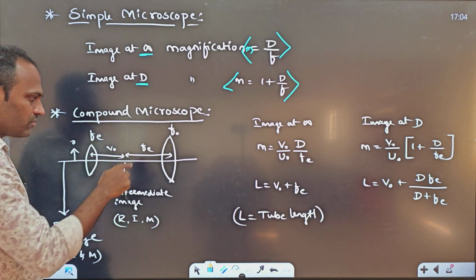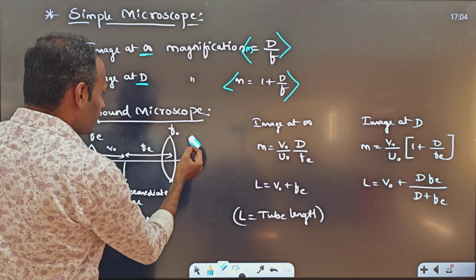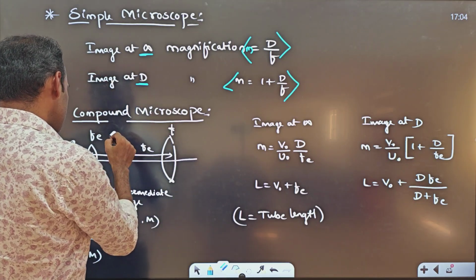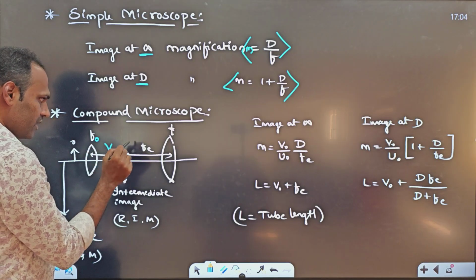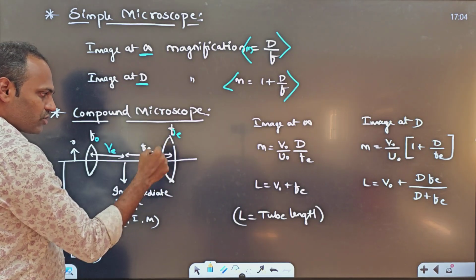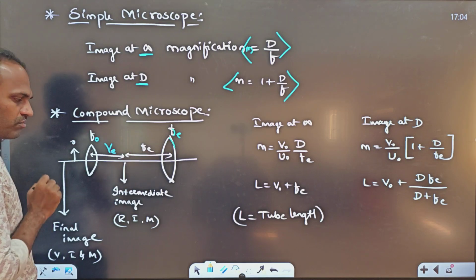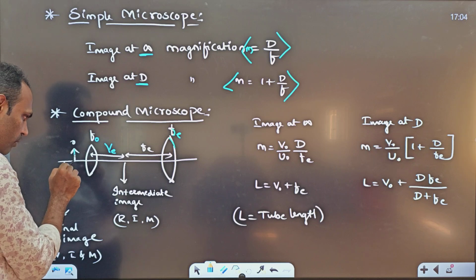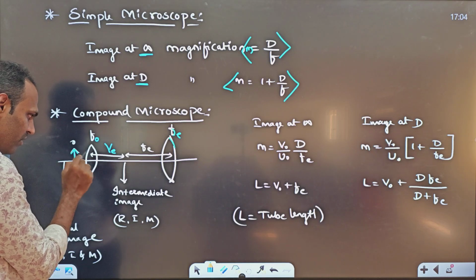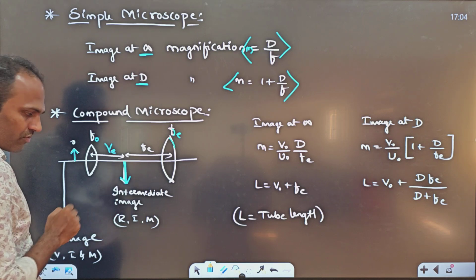Eyepiece and objective. Sorry, you reversed it. So eyepiece and objective. See, this is objective actually, and this is eyepiece. The lens which is close to the eye is called eyepiece, and the lens which is close to the object is called objective. Now see, when you keep the object in front of this objective lens, a real and inverted image will get formed here.